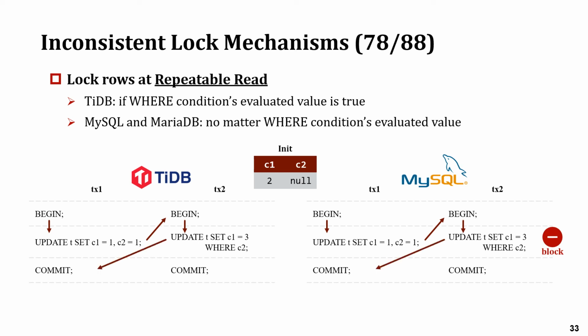Then transaction 1 is committed. In MySQL, transaction 2 is resumed and updates the row successfully. So this compatibility issue is caused by inconsistent lock mechanisms in 2 DBMS, which affect their execution order of transactions, as shown in red arrows.